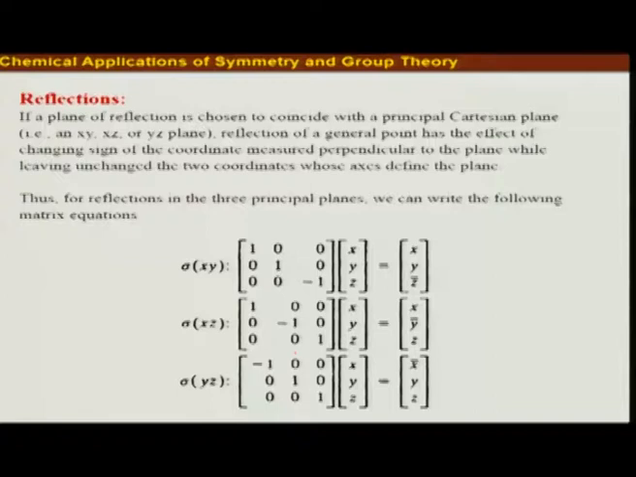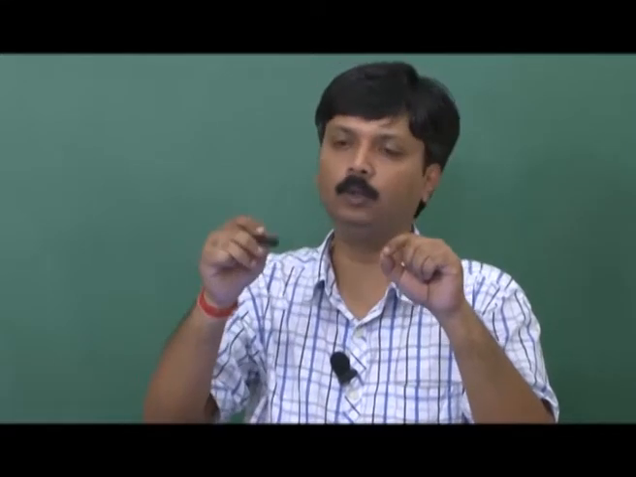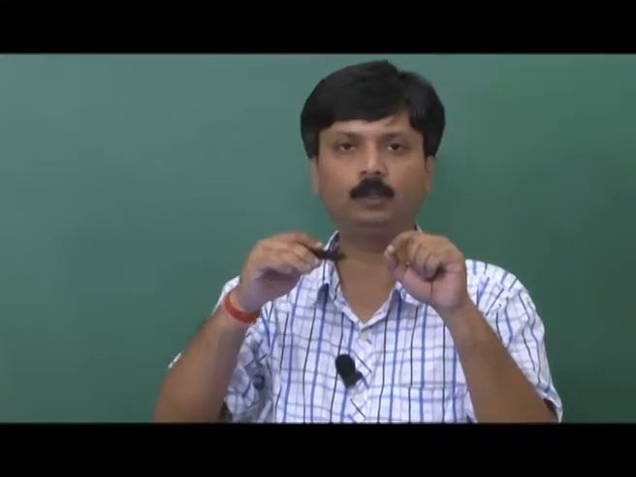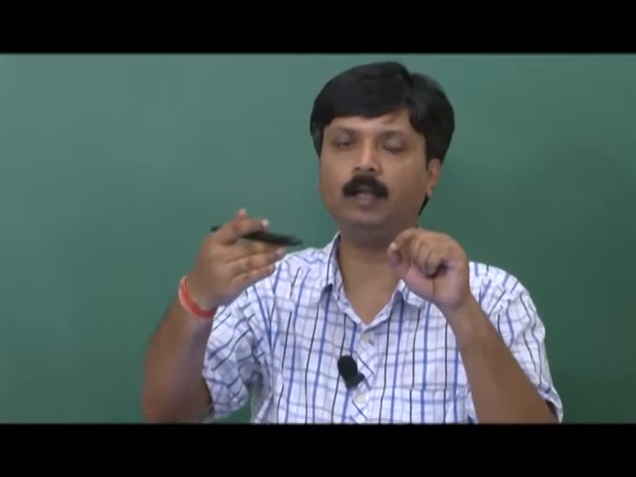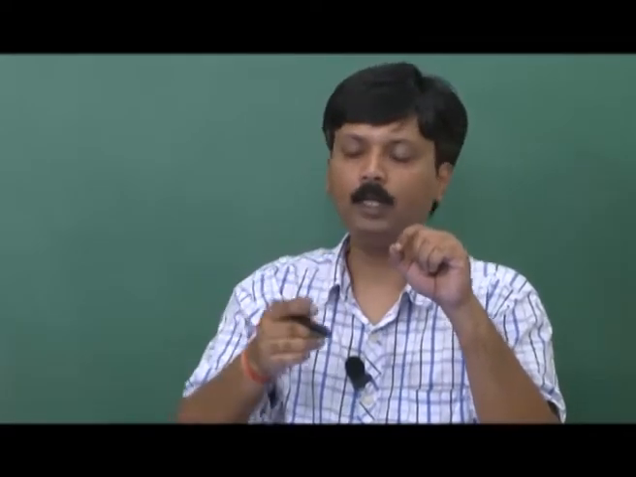So reflection symmetry all of us know very well now. Now if I select a plane of reflection which coincides with the principal Cartesian plane. So what I mean is, if I have a Cartesian coordinate system, okay, so x, y and z. So in this Cartesian coordinate system I have an x, y plane, okay, I have x, z plane, I have y, z plane, okay.